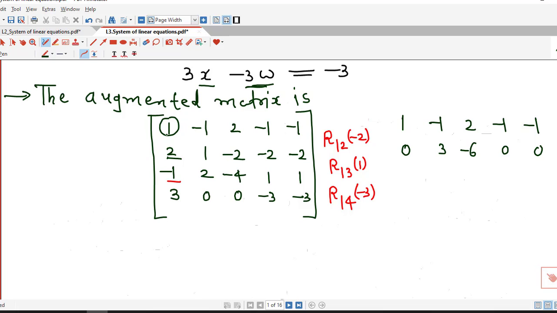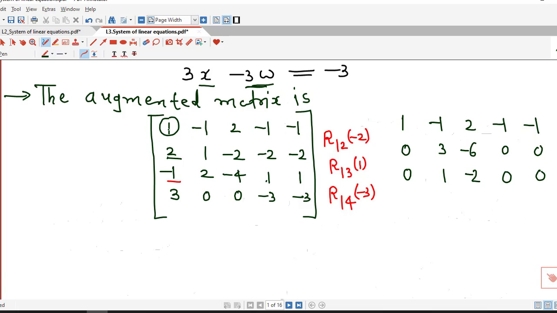Then we multiply first row by 1 and add in third row. So 1 minus 1 is 0, -1 plus 2 is 1, 2 minus 4 is -2, -1 plus 1, and here also -1 plus 1. So these two entries are 0.